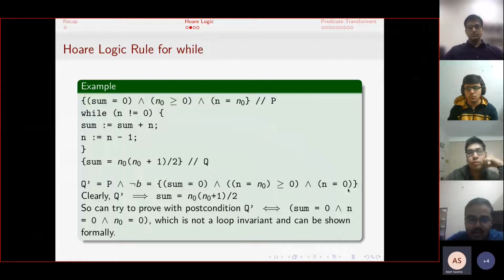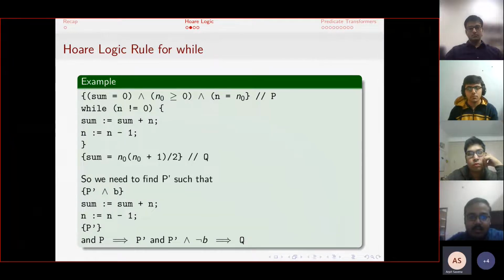I've just written this and this. We can observe that Q prime implies this Q, which is sum equal to n naught times n naught plus 1 by 2. This is because n naught, n and sum are all 0, which satisfies this equation. We can try to prove this with the postcondition Q prime, which is equivalent to saying sum equals 0, n is 0 and n naught is also 0. We can show that this is not a loop invariant, and we can show this formally.